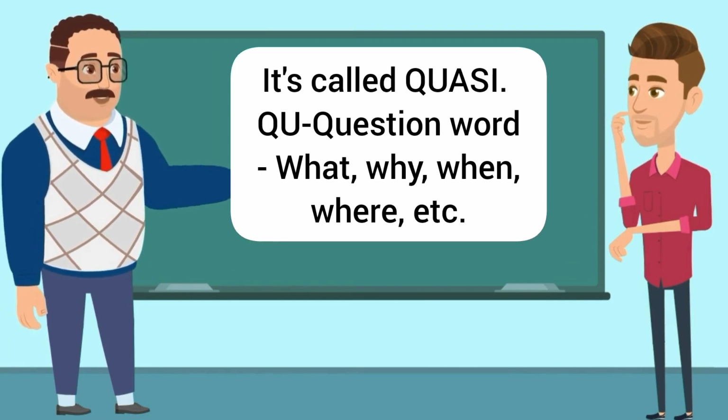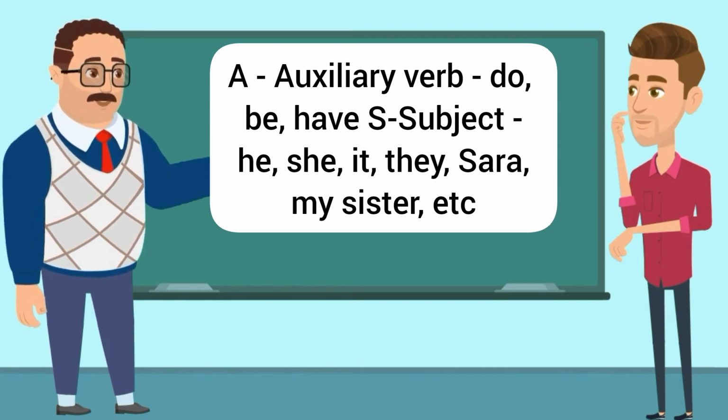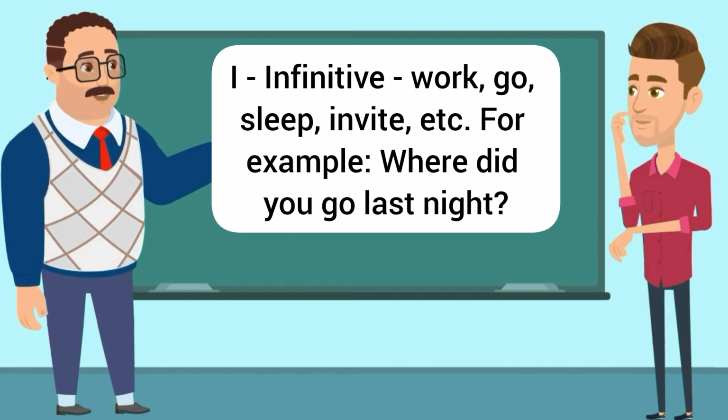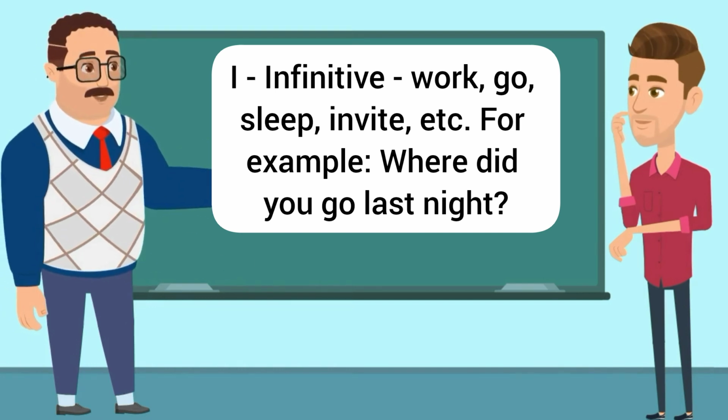It's called quasi-Q: question word, what, why, when, where, etc.; auxiliary verb, do, be, have; subject, he, she, it, they, Sarah, my sister, etc.; infinitive, work, go, sleep, invite, etc. For example, where did you go last night?